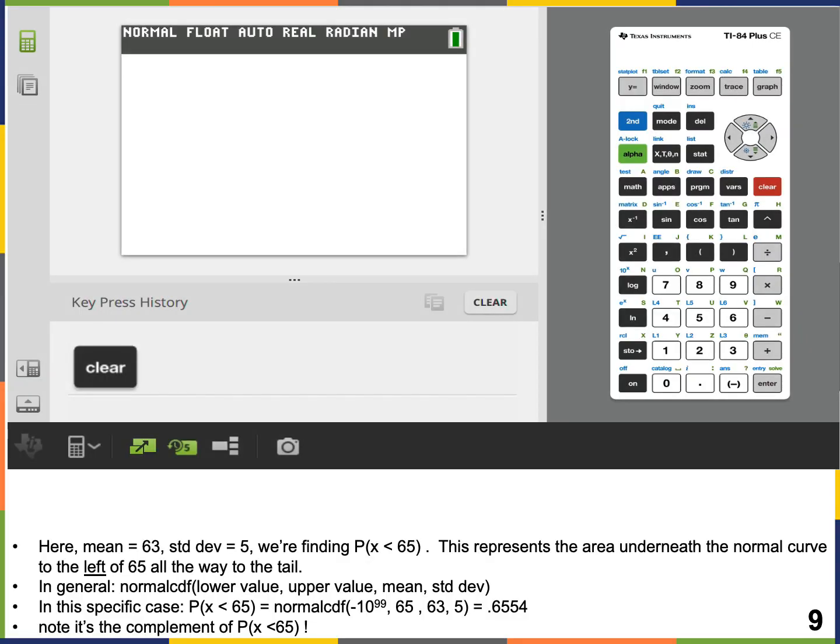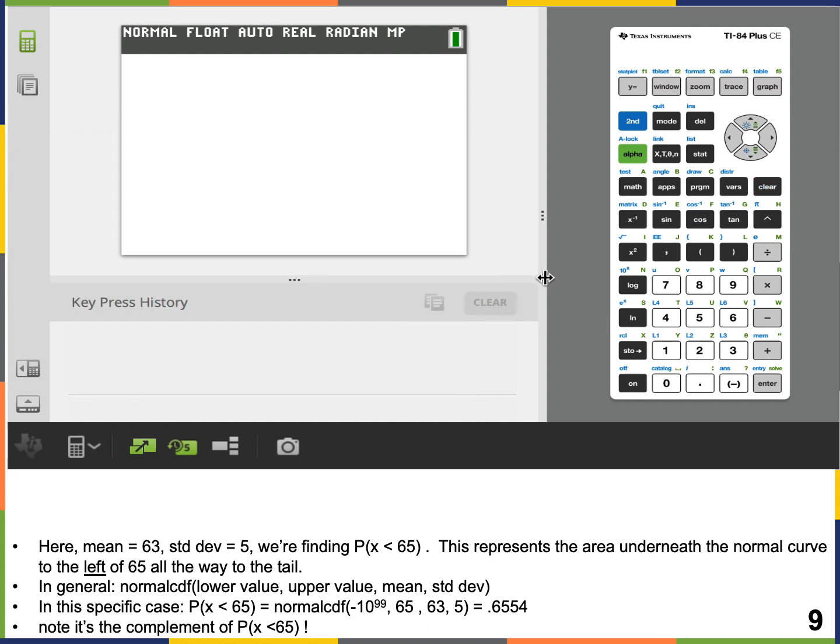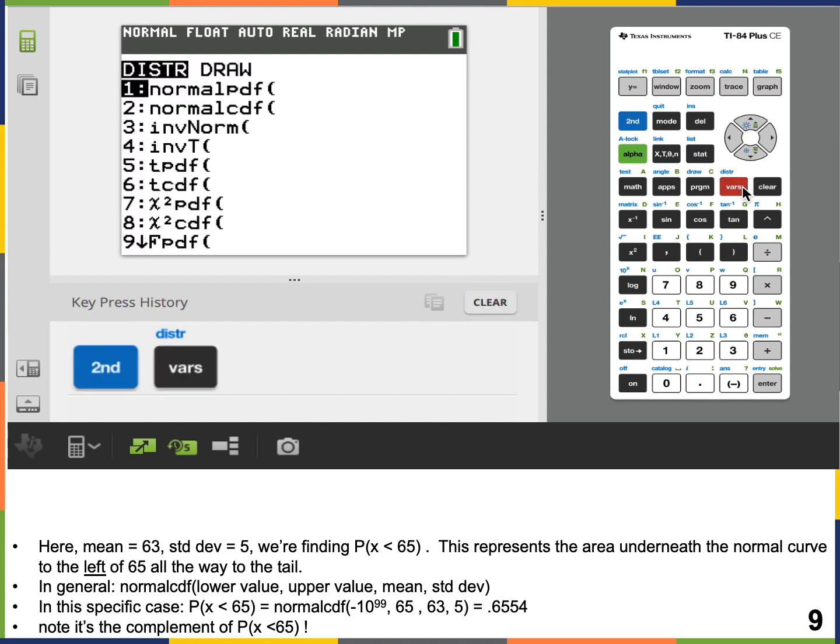Okay, so this case is where we're finding the probability for x less than 65 with a mean of 63 and a standard deviation of 5. So starting fresh, we're going to do second, distribution, and then we're going to go to normal CDF, and then we hit enter.